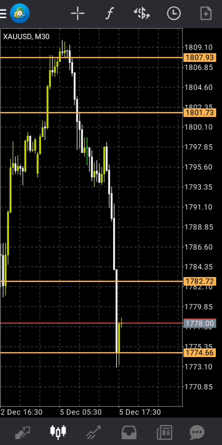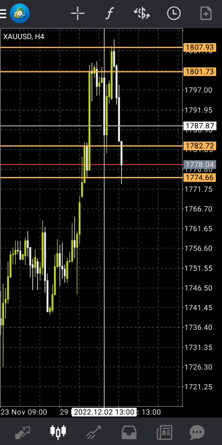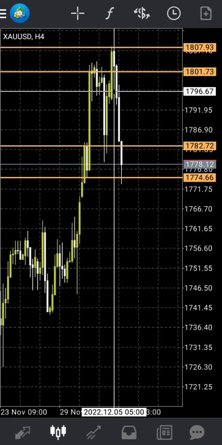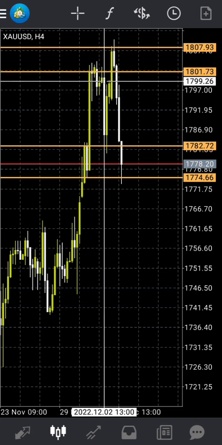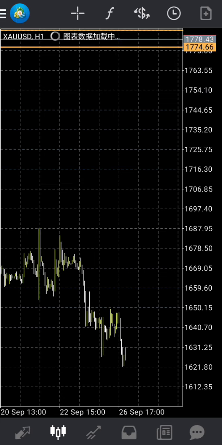And now we go to the H4 time frame. We try to find a buy zone here and here. We cannot see any buy zone here. We can only see there is a bearish engulfing, and this zone is going to turn into a buy zone. Okay guys, so we change to the 1 hour time frame.